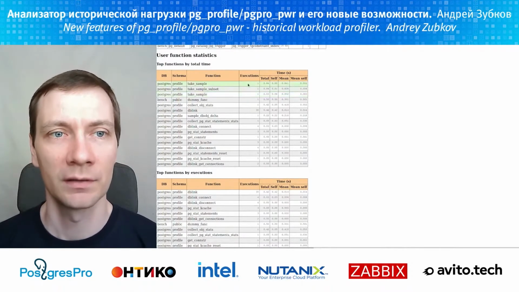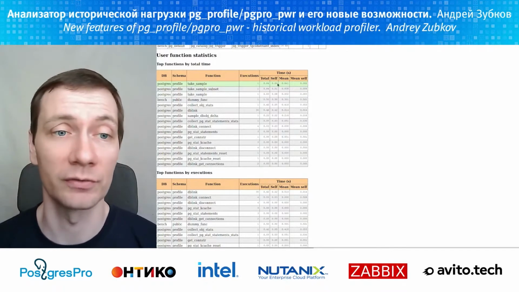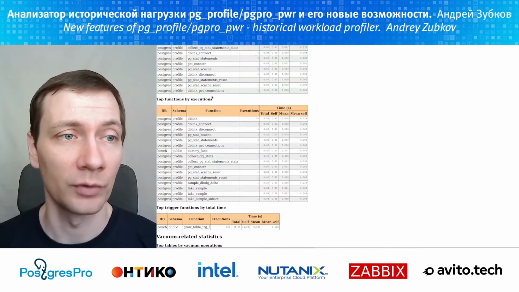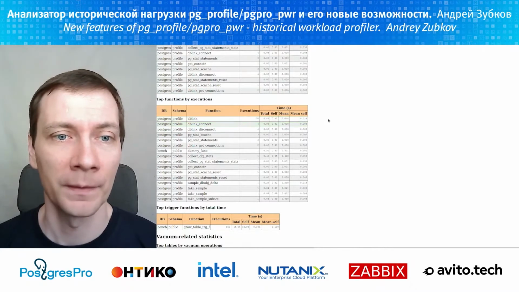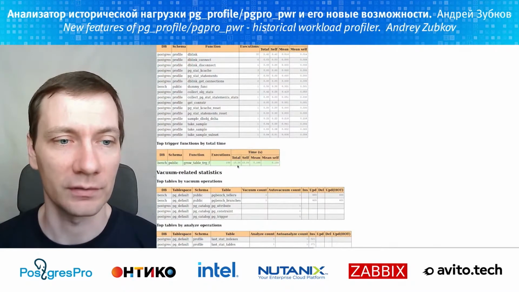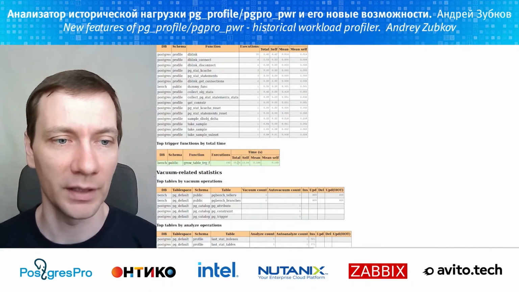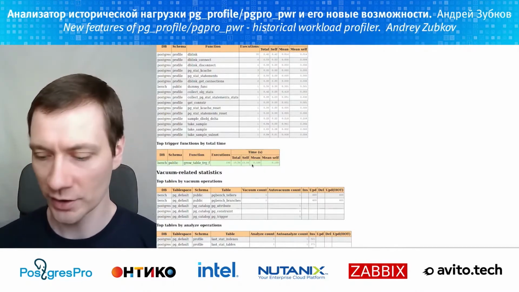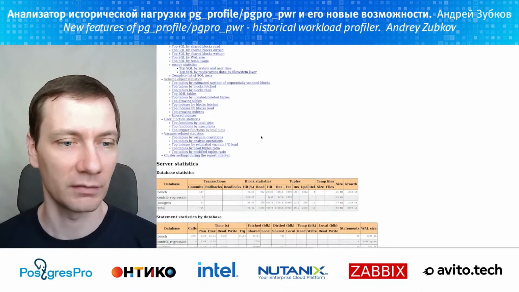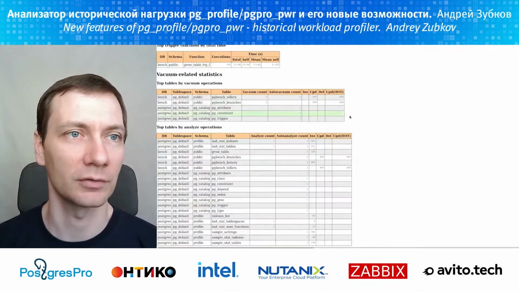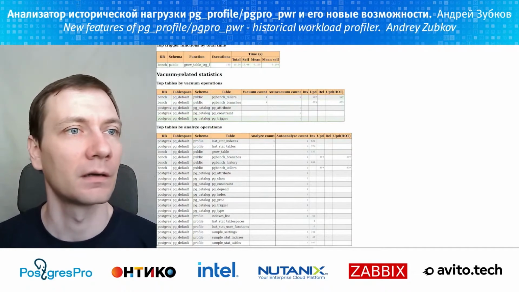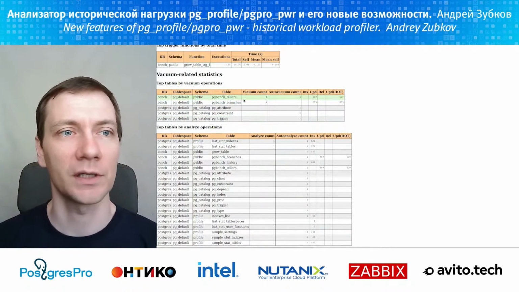Function statistics. Just by function, total time of execution, and the longest functions in terms of time are here, by number of executions. And a separate thing here is trigger functions. 1506 total time, you see, is the same time here in the aggregated table. That's the trigger function. That's here.